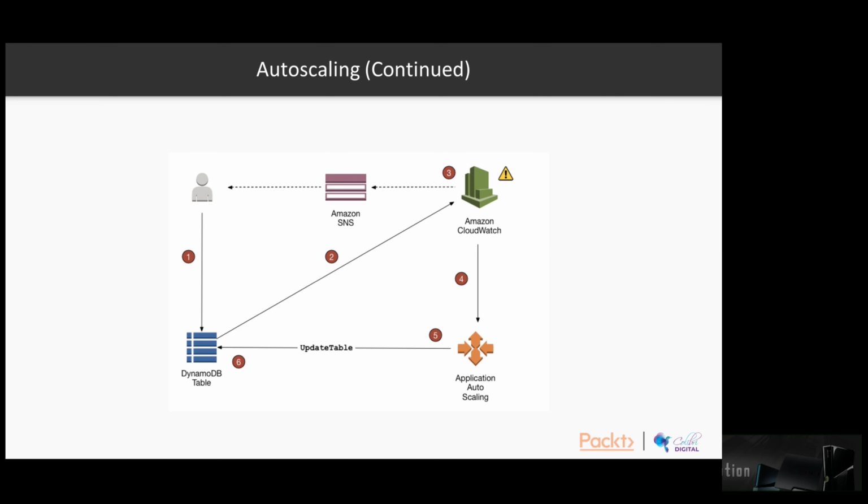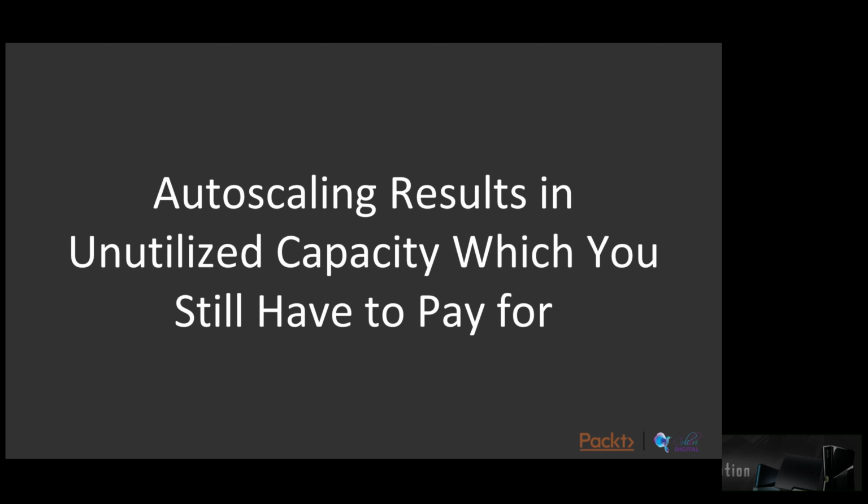So auto-scaling DynamoDB tables works just the same as auto-scaling virtual machines. So you create your DynamoDB table and you create an auto-scaling policy. DynamoDB will create a CloudWatch alarm that will monitor the DynamoDB capacity unit consumption versus provision throughput. Once it reaches the threshold that you've specified, Amazon will notify you that an auto-scaling action is about to occur. That auto-scaling action will then be triggered by CloudWatch, and that auto-scaling action will update the number of provision capacity units on your table. But of course, auto-scaling results in unutilized capacity, which you still have to pay for.